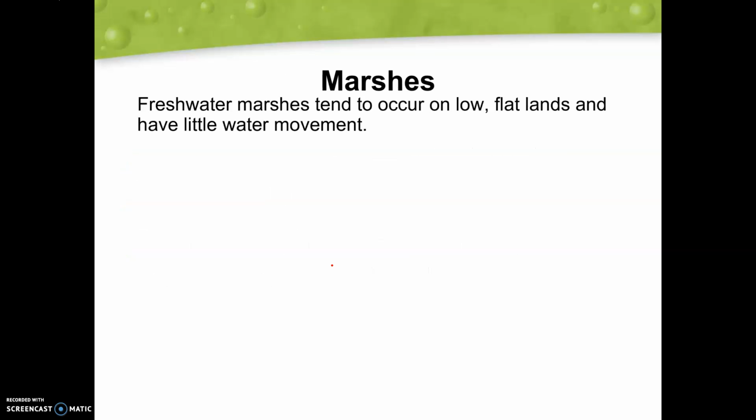Next one we're going to talk about is marshes. So freshwater marshes tend to be found on low, flat lands that have little water movement. So that would be our standing water.